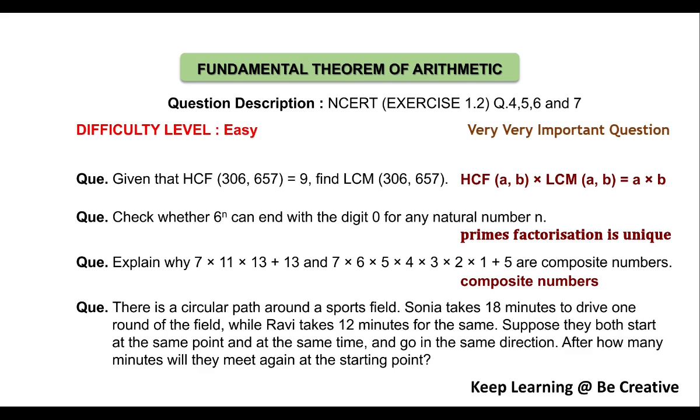The question, there is a circular path around a sports field. Sonia takes 18 minutes to drive one round of the field while Ravi takes 12 minutes for the same. Suppose they both start at the same point and at the same time and go in the same direction. After how many minutes will they meet again at the starting point? This question is based on LCM of the numbers.